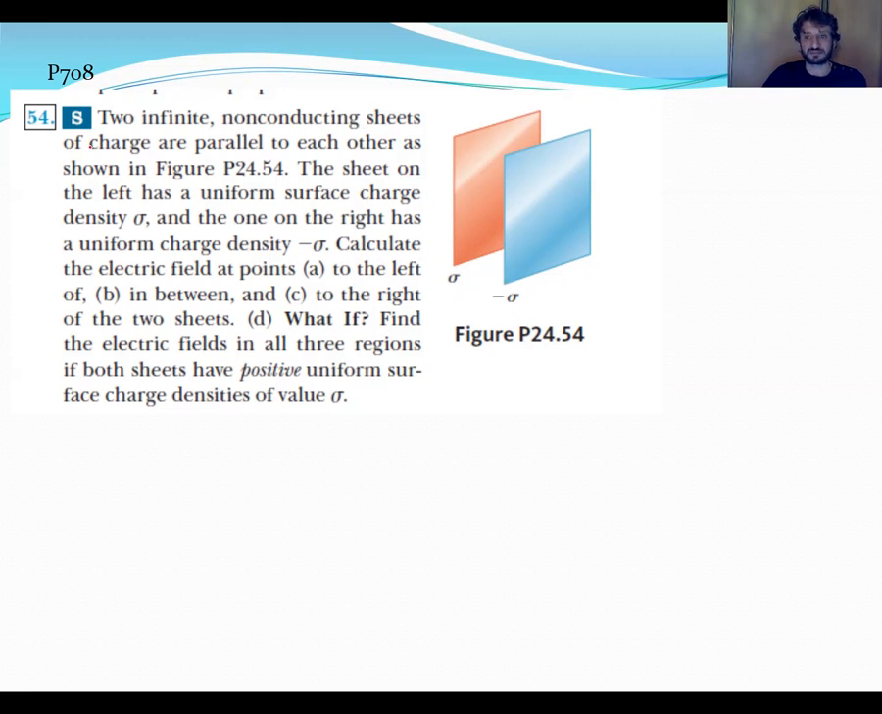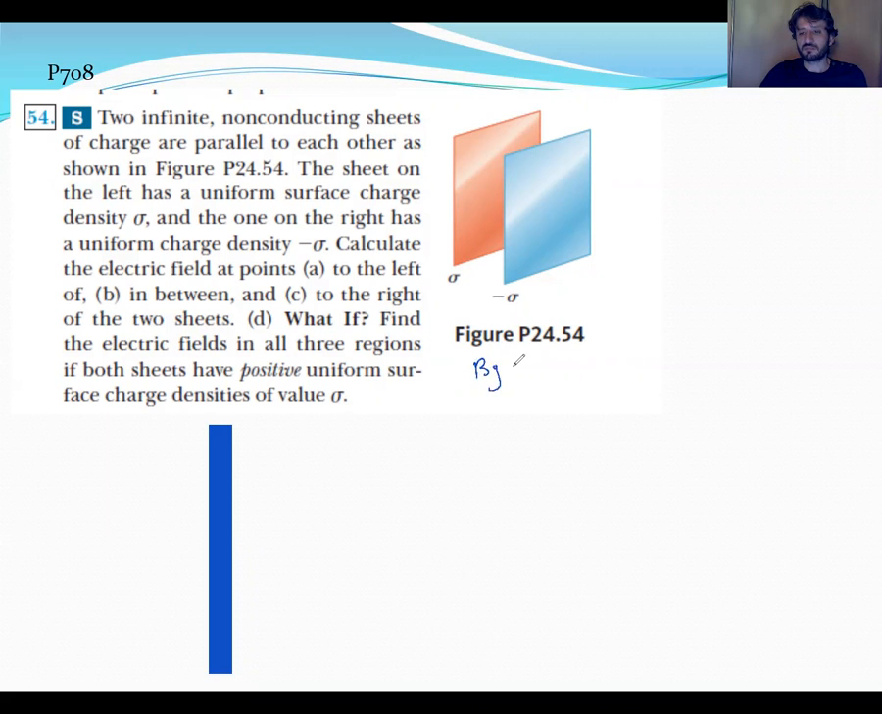We have to calculate the total field created by the system at the left side, at the right side, and between the plates. First of all, you have to calculate the field created by one infinite plane. After, we calculate the total field created by these two plates. First of all, you know that the plane in general is a symmetric object. So we can use Gauss's law to calculate the total field created by an infinite plane.